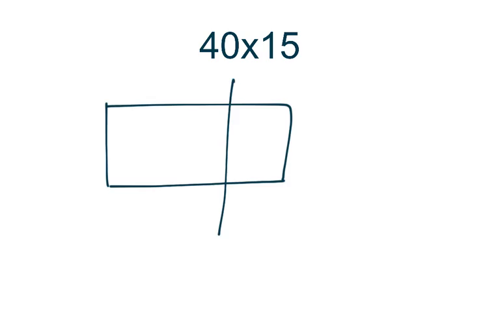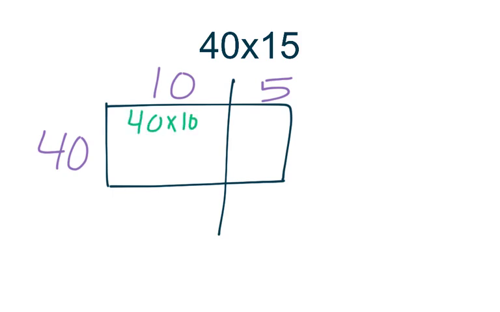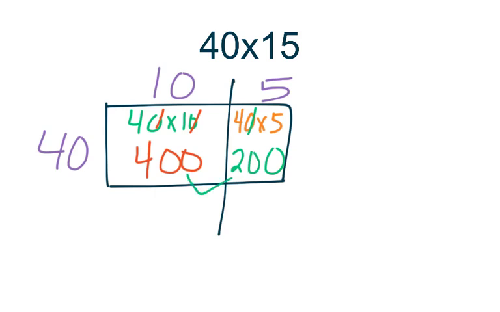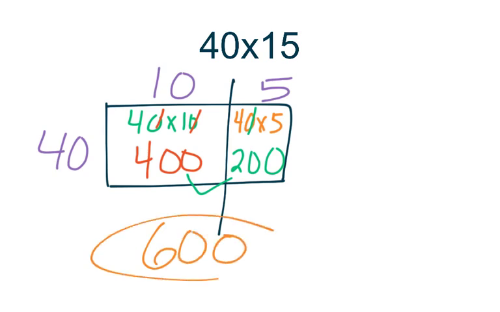Here's our area model. So we would have 40 on this side, and then we would expand 15 to 10 and 5. Multiply 40 times 10 using those strategies that we just talked about. So we would cross out those zeros, add them in. 4 times 1 is 4. And then 40 times 5, we could do the same thing. We can cross out this 0 here, put it in. 4 times 5 is 20. Now all I would have to do would be add 400 plus 200, and I would get a product of 600.